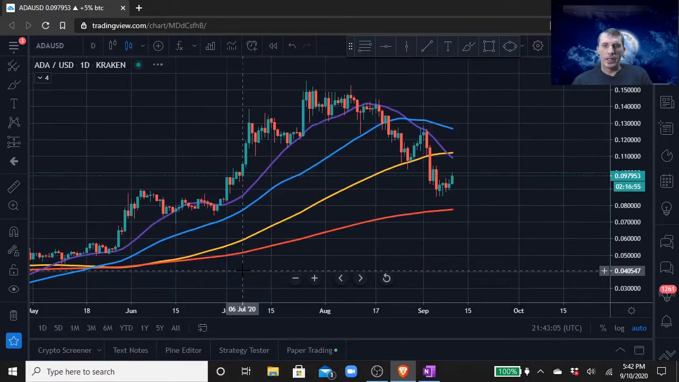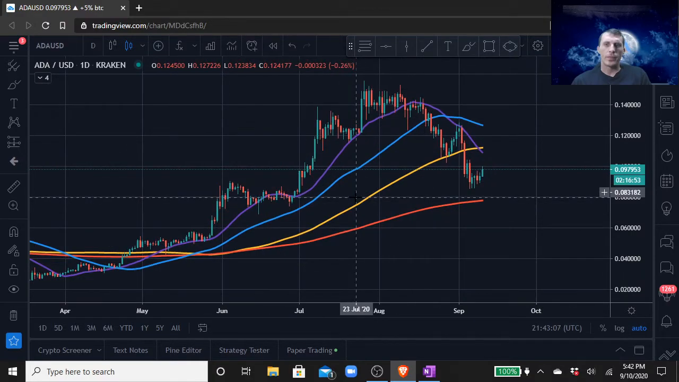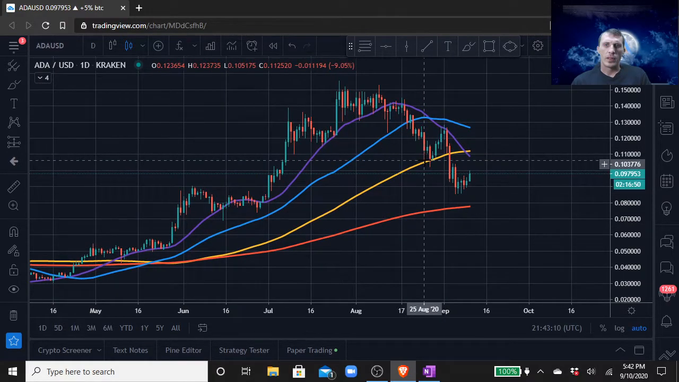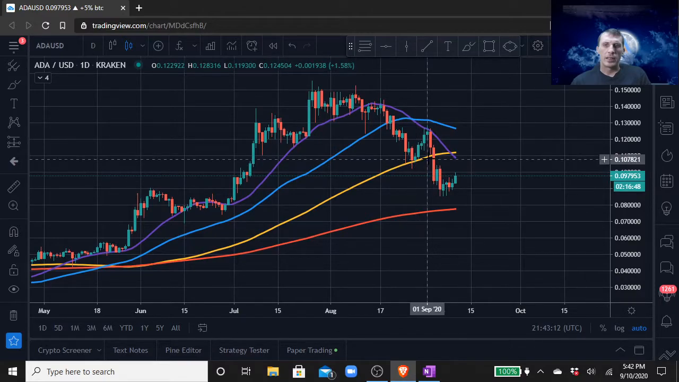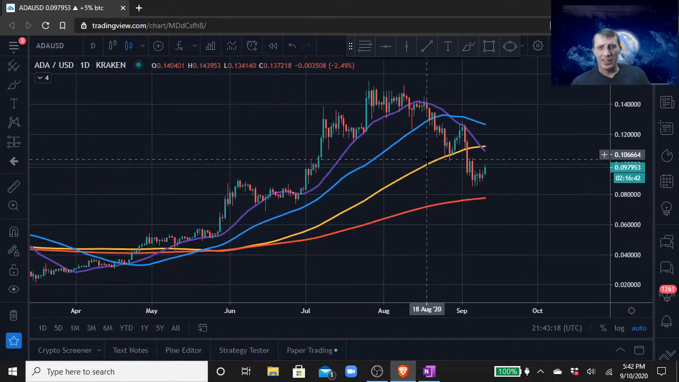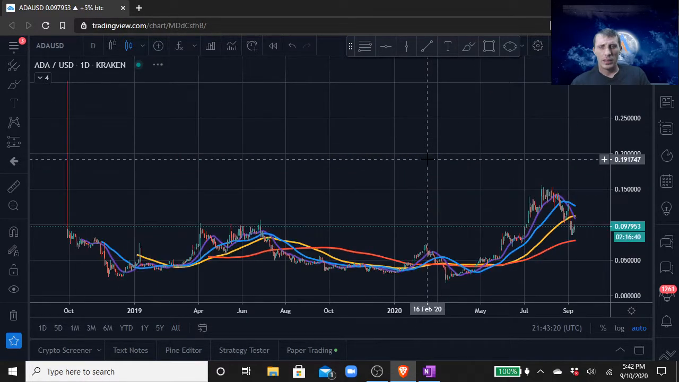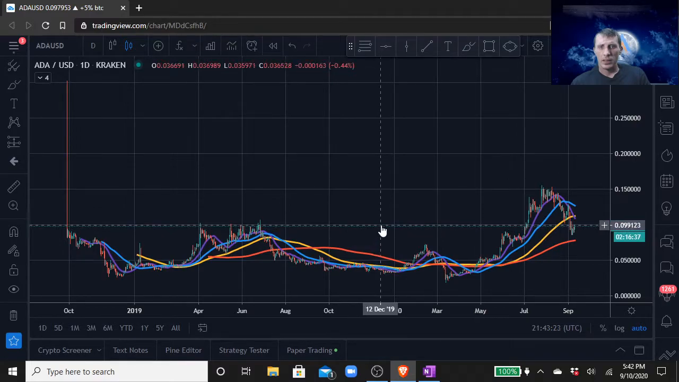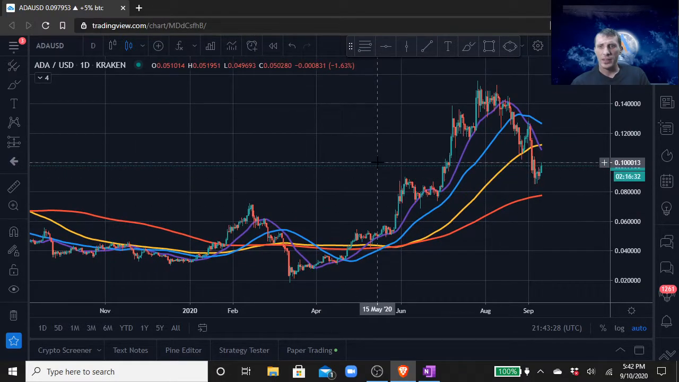I'll go over to the 1 day. Yeah, it's not looking good. Probably test that 21-day moving average right around 10 cents again. Decent area of resistance at 10 cents. They're all 9, right where we're at. So almost 11 cents at that 21 day. And we're looking at 12 cents at the 50 day.